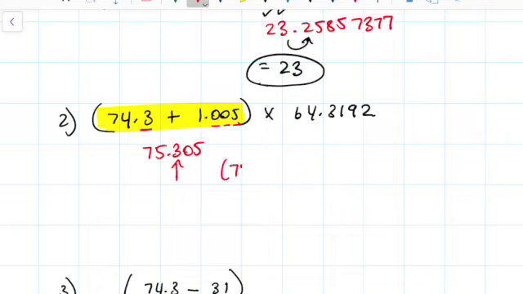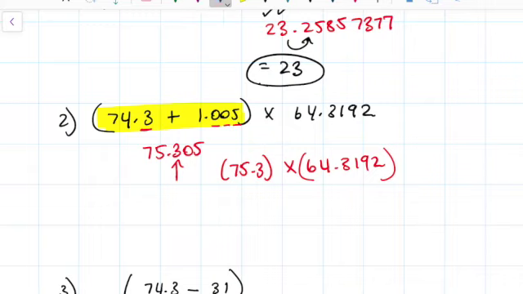So now I take that number, 75.3, and I'm going to multiply it by 64.3192. I finished the addition portion, so I'm finished with my addition rules. And so now I go to multiplication rules. Multiplication rules say it's the least number of total sig figs. This one has 3, so my final answer can only have 3 significant figures. And when I work that out, I get 4843.23576, and I've got to round to 3 sig figs.